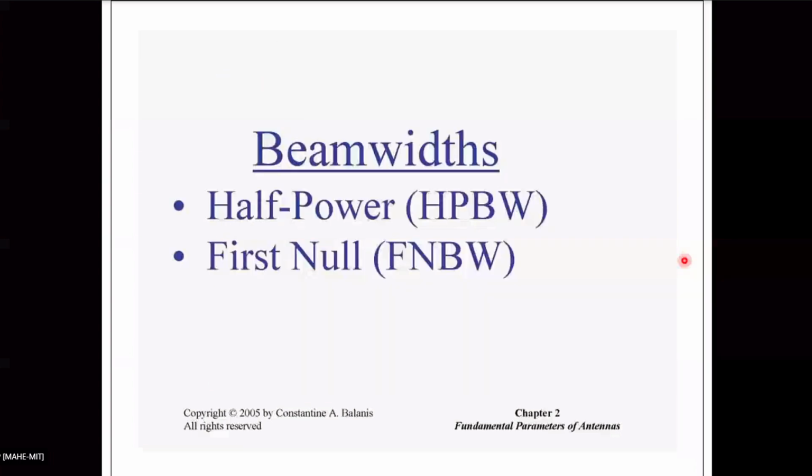Half power beam width, first null beam width. I have explained enough in yesterday's class. You know what is HPBW? Yes, sir. Half power points of the main lobe. I have told you about the radiation pattern, normalized value and absolute value. First null beam width is the angle between the first nulls on either side of the maxima.